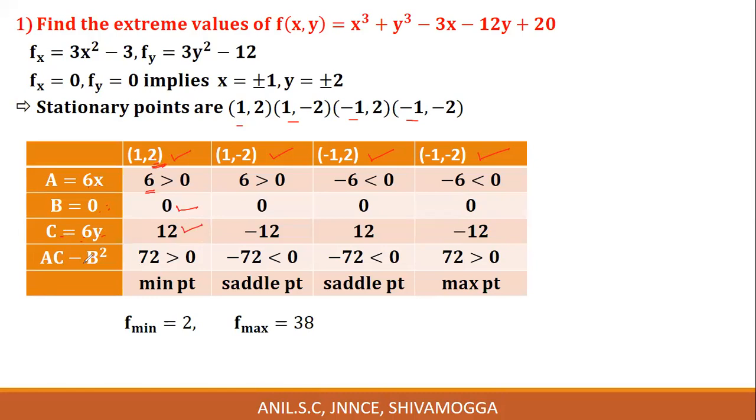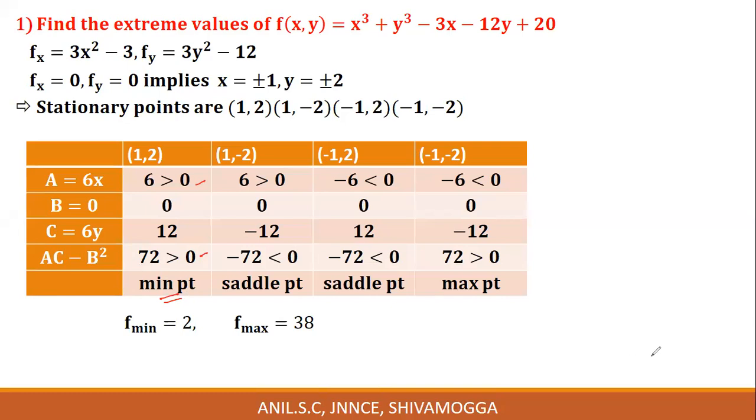Next, AC minus b square. A is 6 and c is 12. Therefore AC is 6 into 12, which is 72. Minus b square. B square is 0 square, that is 0. Therefore, this is equal to 72. And 72 is also greater than 0. What is the nature of the point? AC minus b square greater than 0 and a is greater than 0. Such points are called minimum points. This is a minimum point.